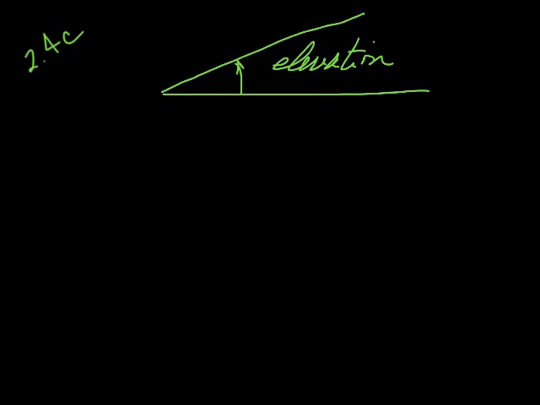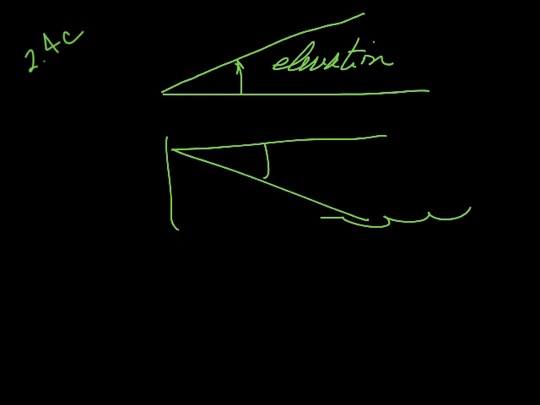Now, if we are on a cliff and we're looking down at a boat that's down here in the ocean, so there's our cliff and there's our ocean. Sorry, I didn't make blue water. This is called the angle of depression. The angle of depression.